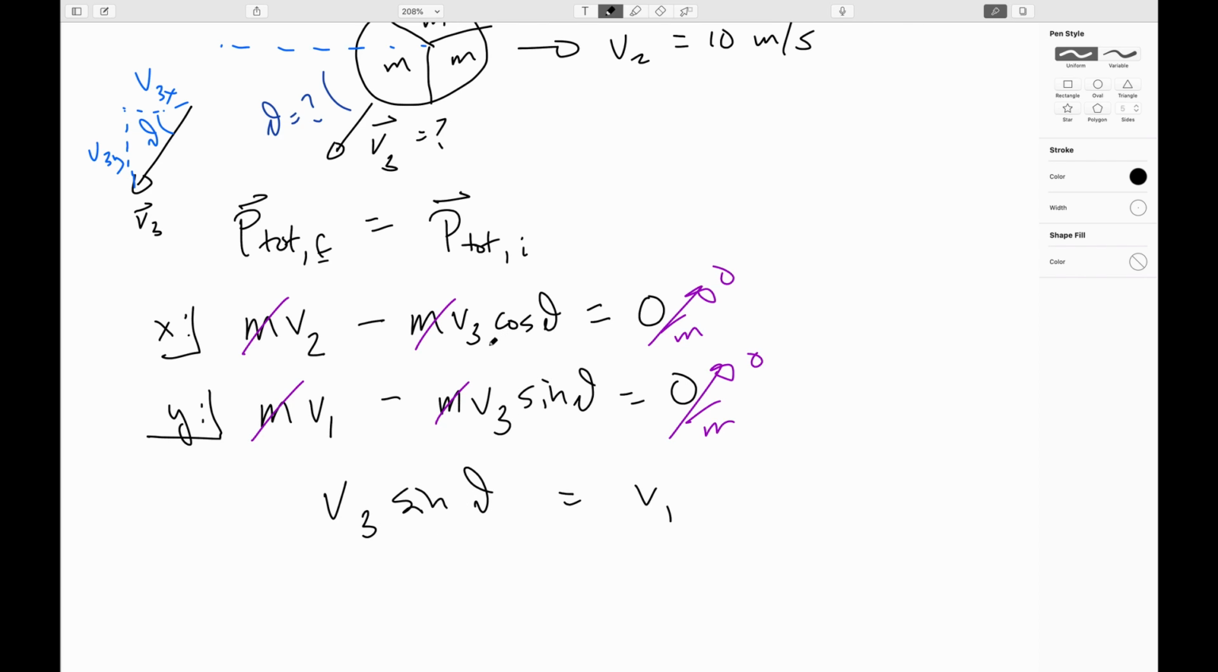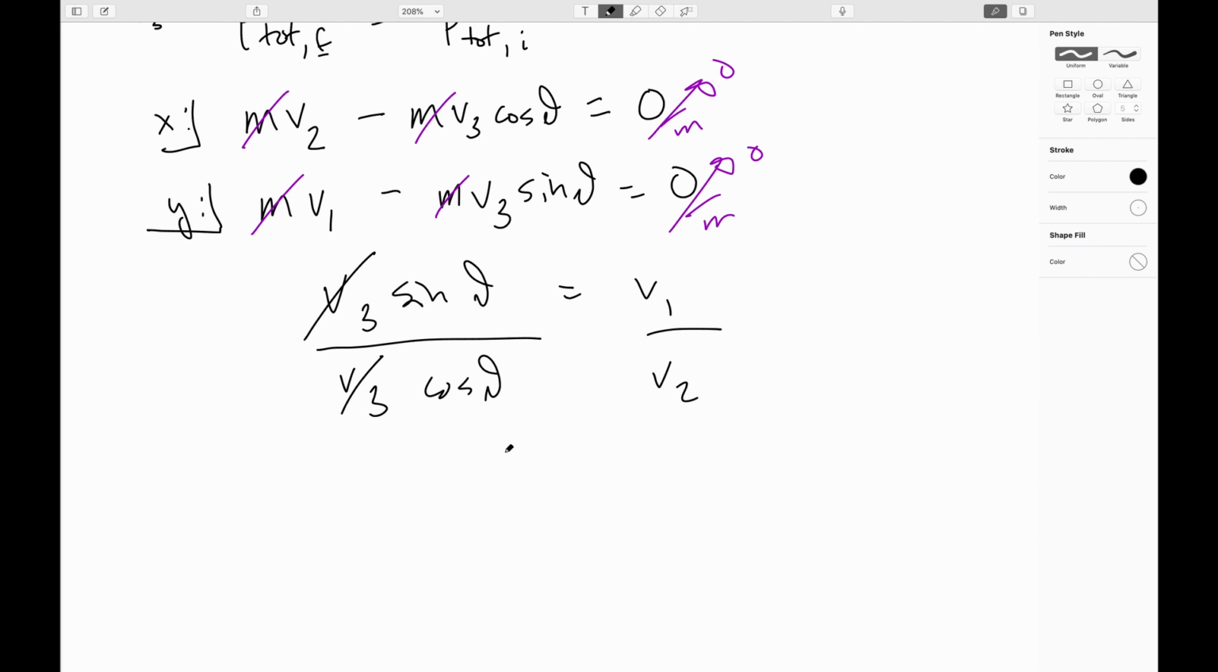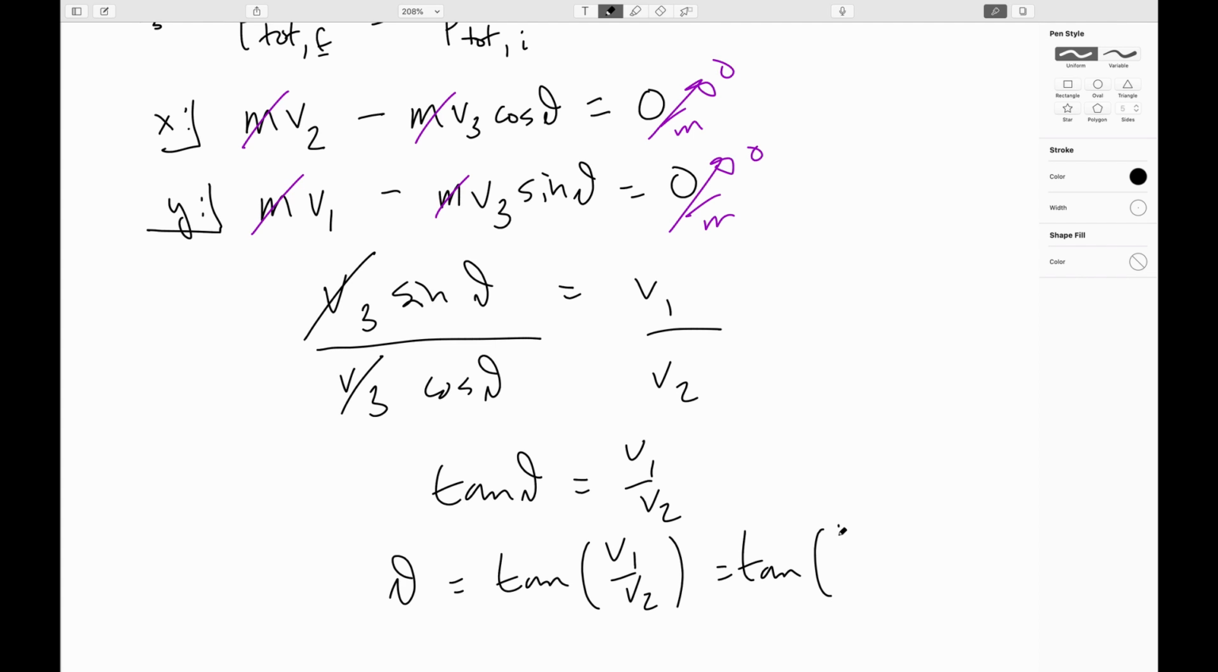And then I can express this as v3 cosine theta, and that would equal v2, but what I'm going to do is just divide the equations. So what that does is it cancels the v3's and leaves me with a tangent. So I have the tangent of theta is equal to v1 over v2, or theta will be the arctangent of v1 over v2. Here, both of those are 10 meters per second.